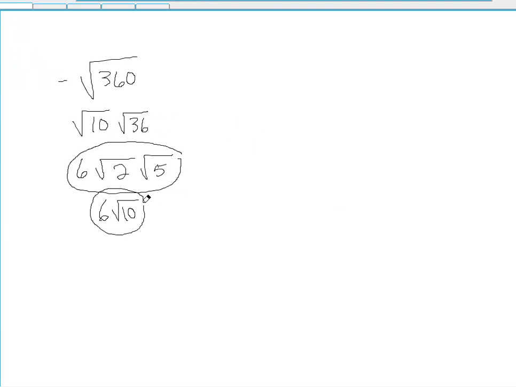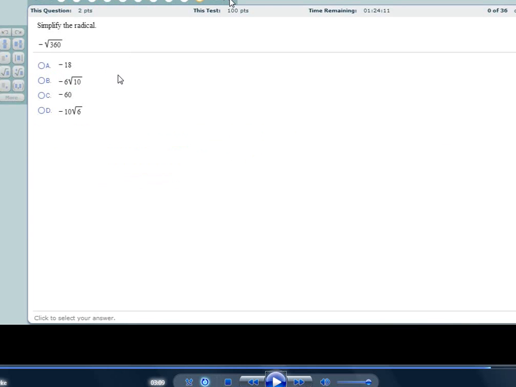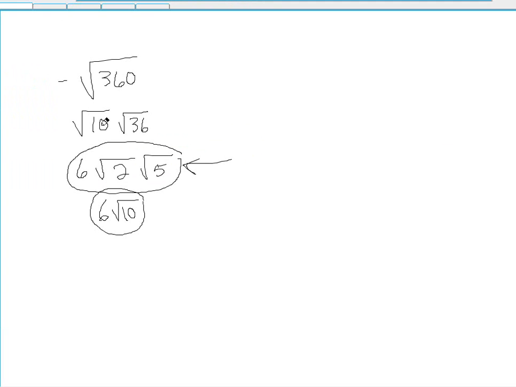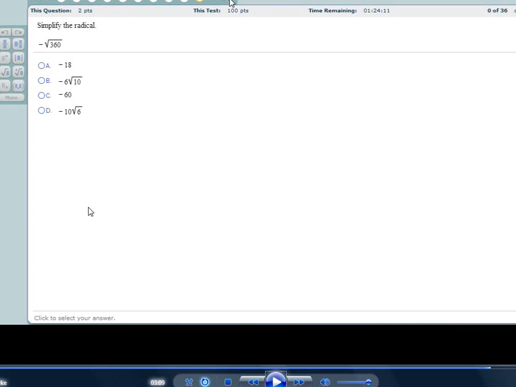You have to realize that if you arrive at this and think it's your final answer, then you get over here and you don't see it, you've got to realize that these two mean exactly the same thing. Don't forget your negative as well. If you look, that's choice B right here: 6 times the root of 10. There it is. That's the final answer for this problem, it is B.